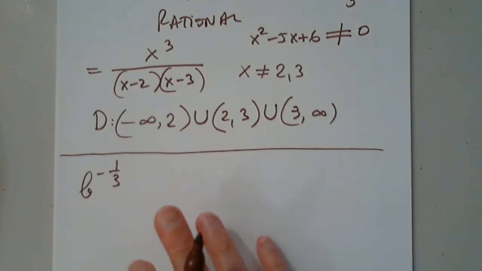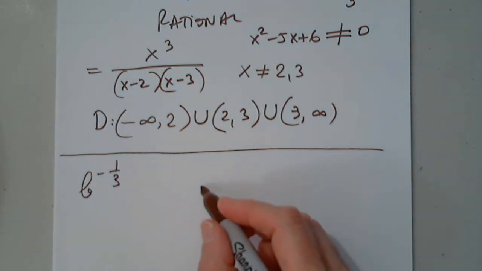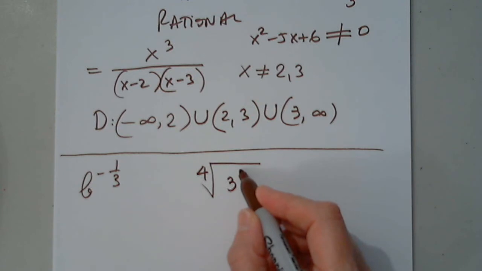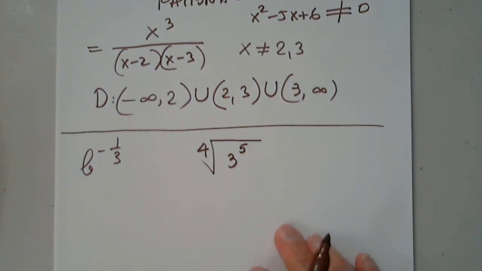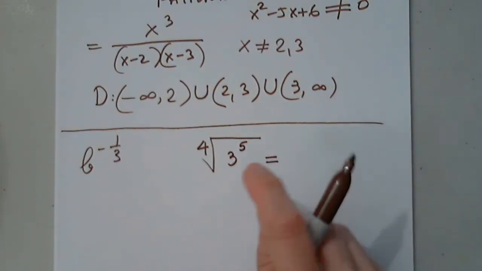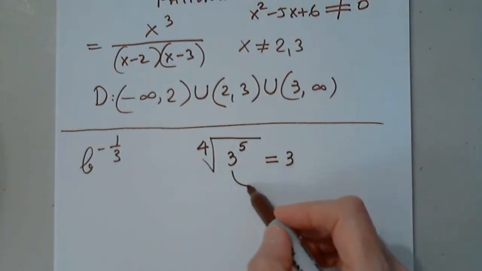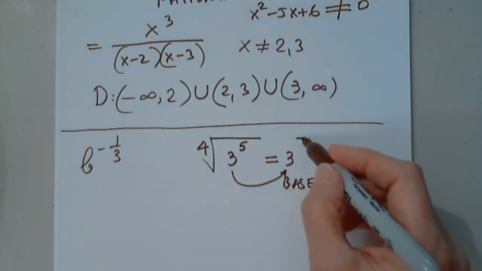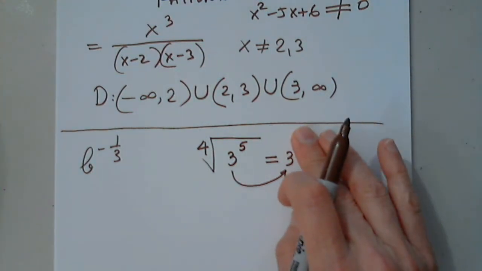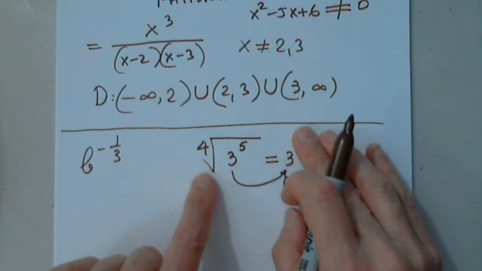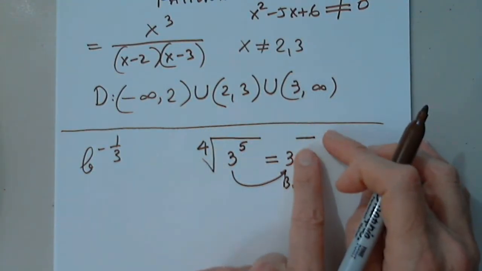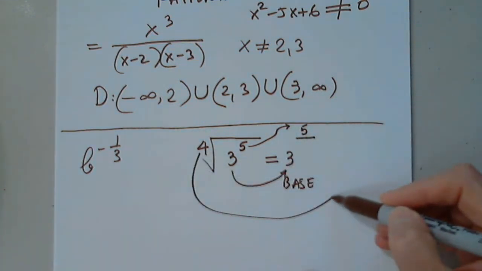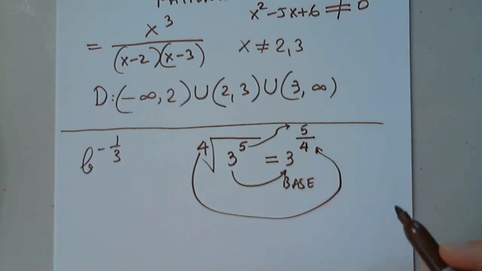So first let's discuss something very important. If I have, let's say, the 4th root of 3 to the 5th power, I can rewrite this as the base, and the exponent is a fraction. Why is the exponent a fraction? Because this is a radical. Every time I see a radical, the exponent is a fraction. The power is always the numerator. The index is always the denominator.